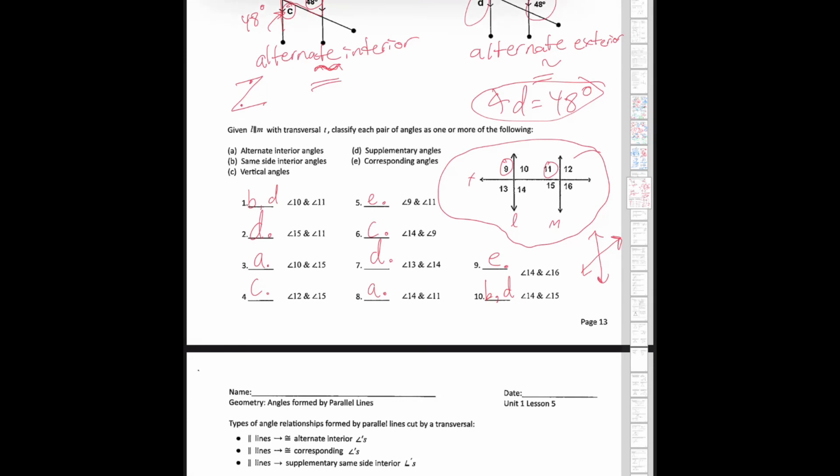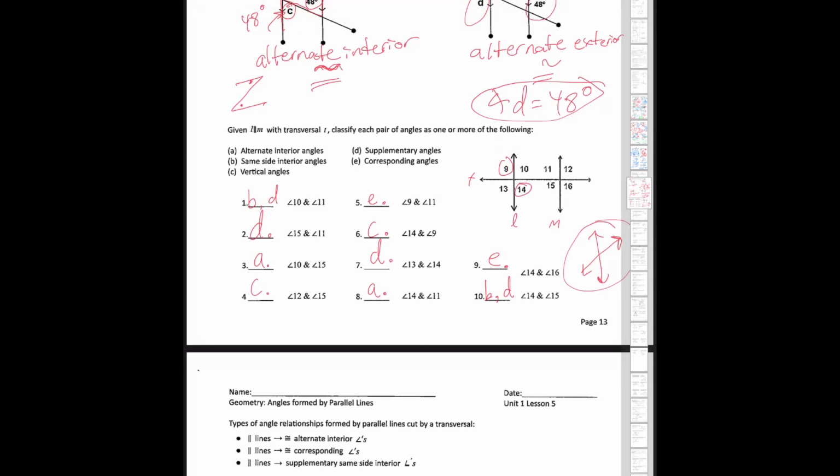Number six, we are looking at angles 14 and angle 9. So angle 14 is here, angle 9 is here. Once again, we have this situation here where we have two lines crossing. We know this, it is vertical angles. Vertical angles are congruent. So that is choice C.